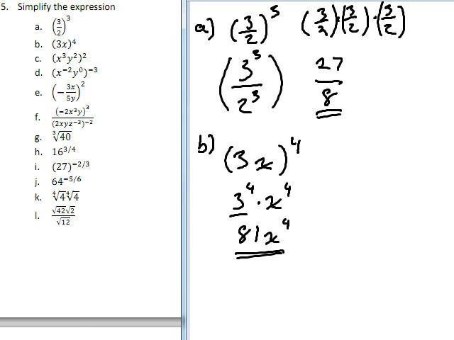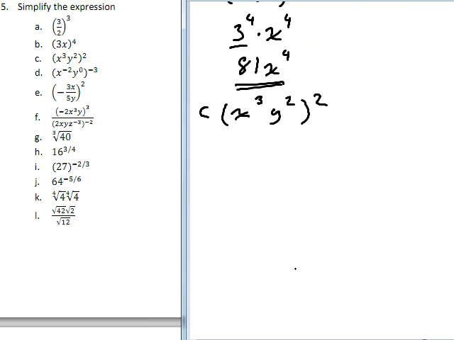Now, our next question is C, which is x cubed y squared, all to the power of 2. So that's the same as having x cubed y squared times x cubed y squared.